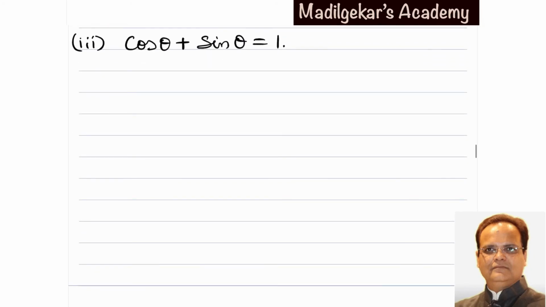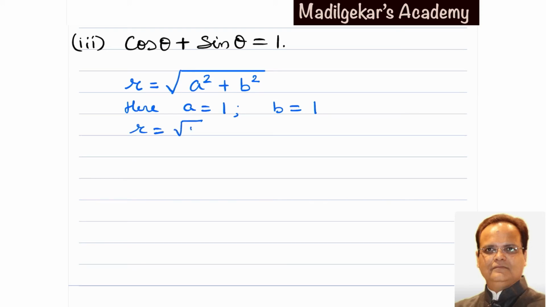Third bit. Here both sine and cos are given in the equation. In such equations, we have to find a term r which depends on the coefficients of sine and cos. So r is under root a square plus b square. Here a means the coefficient of cos, that is 1. B is the coefficient of sine, which is again 1. So using a and b, we have r equals root 2.